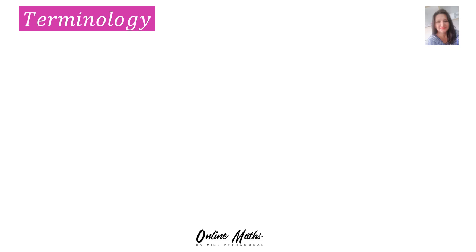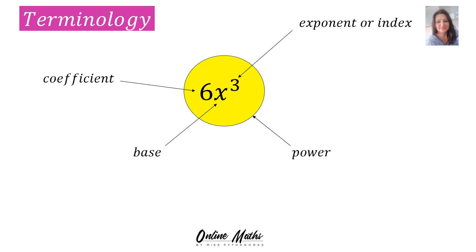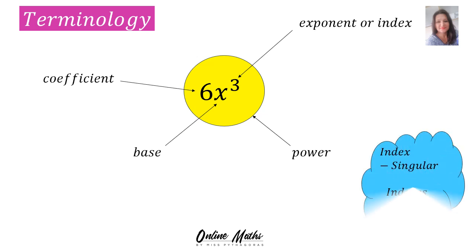Let's start with the terminology. When I give you this, the whole thing is referred to as the power. The 6 in front of the variable is called the coefficient. The x is called the base of the exponent. And the little 3 on top there is called the exponent or the index. Then I just want to explain to you, index is singular and indices, they are plural.